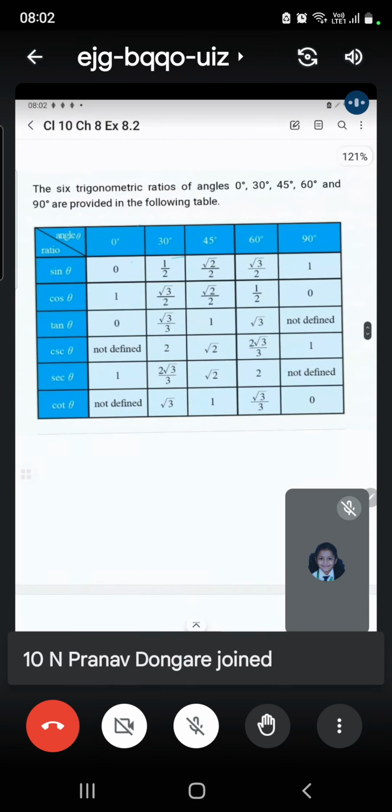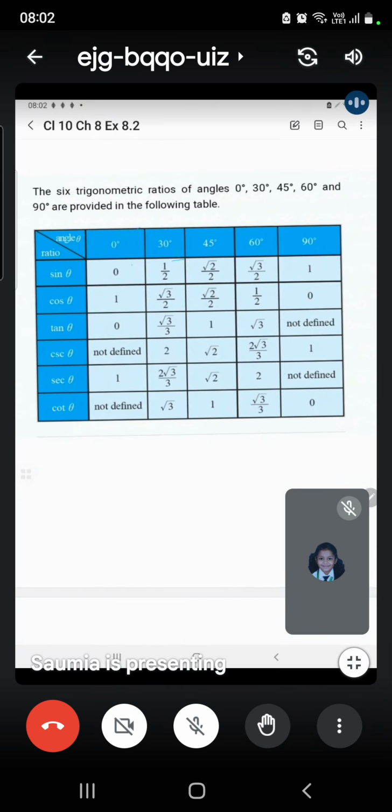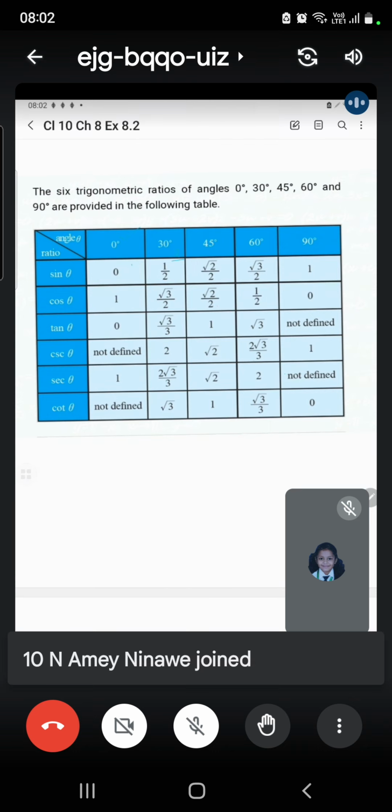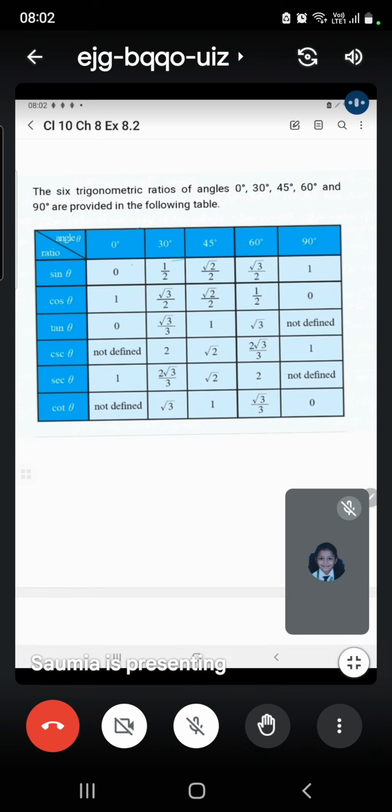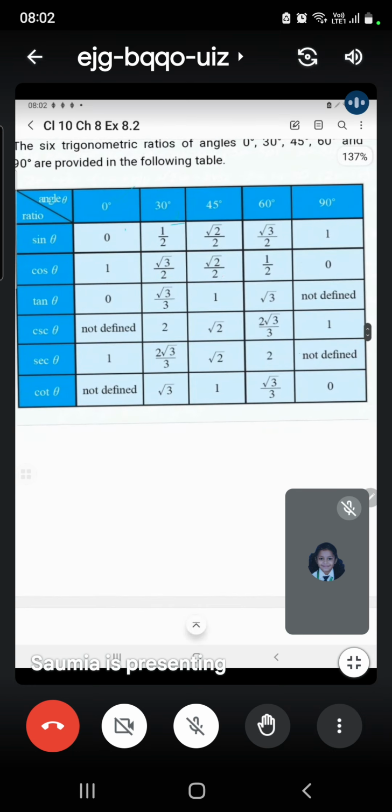And as I told you, if you remember the first row, you need not worry about the others. If you remember the first row, the second row is just reversing. In the first row, the last entry is 1, and in the second row, the first entry is 1. It's just the reverse. The third row is tan theta. Tan theta is sine upon cos, so just take that ratio. Cosec theta is the reciprocal of sine, so that way you can create that row also.